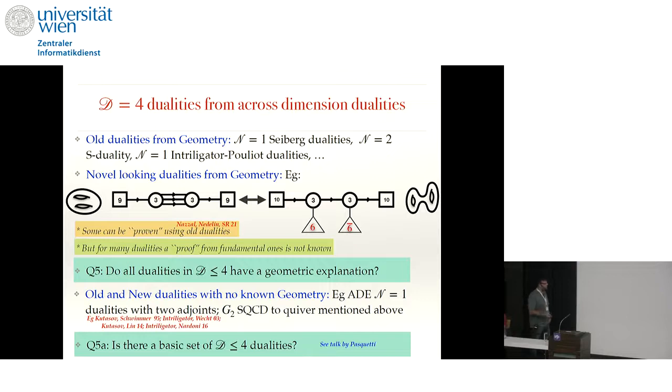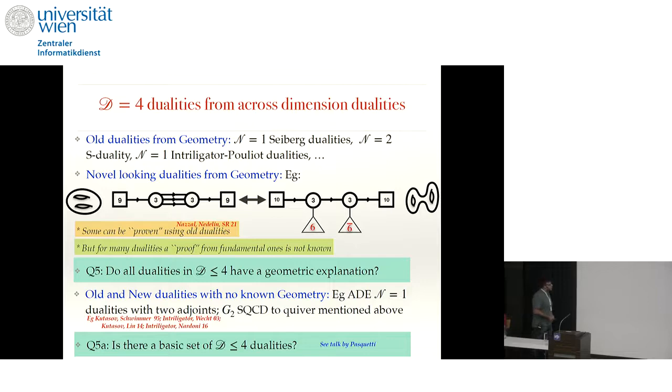One can obtain a lot of dualities, and an interesting question, for example, is whether there is a basic set of 4-dimensional dualities from which everything can be derived. And again, this will be, I think, the main focus of Sarah's talk.